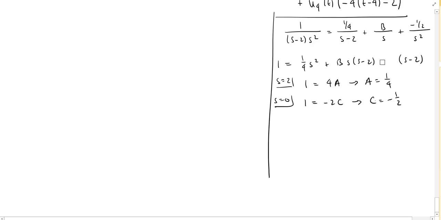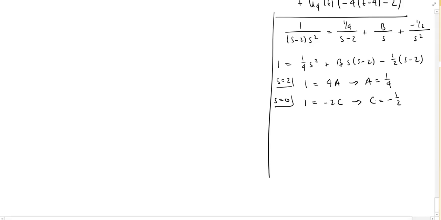1/4. Okay, this becomes minus 1/2. All right, now we want to get b, and there's no way to isolate it using the above trick in the sense that we can't just annihilate the other two pieces. But we can just distribute a little bit to get b.